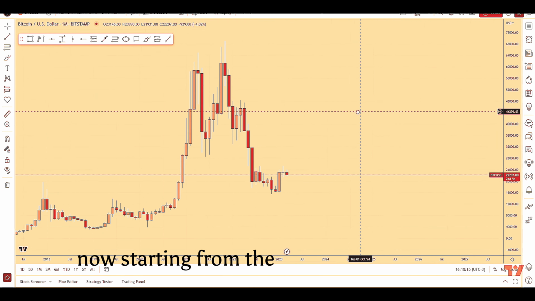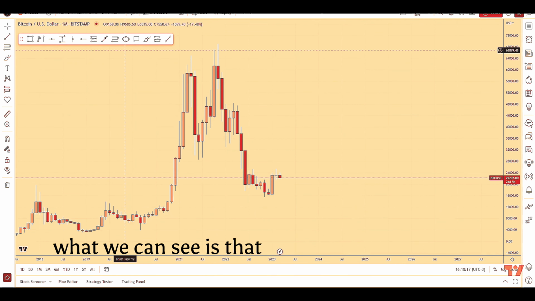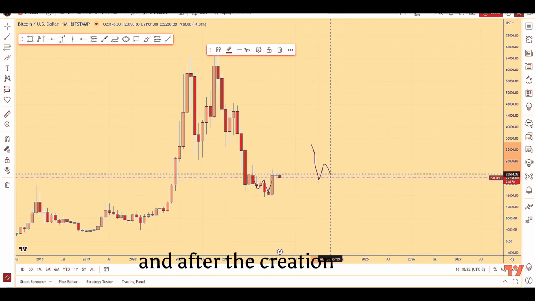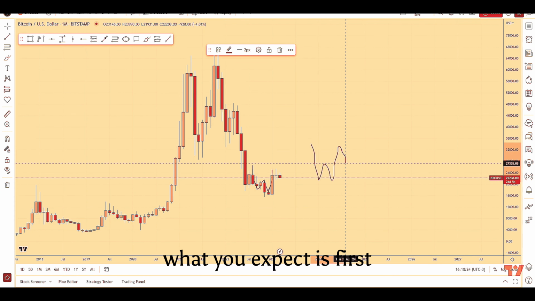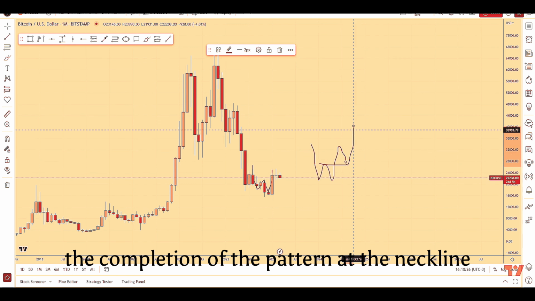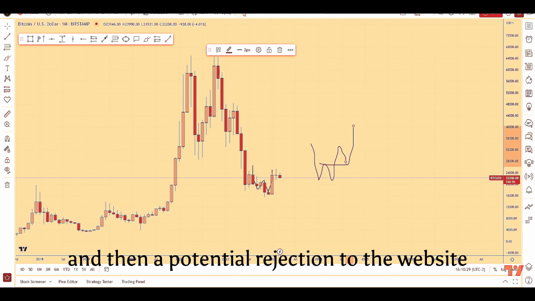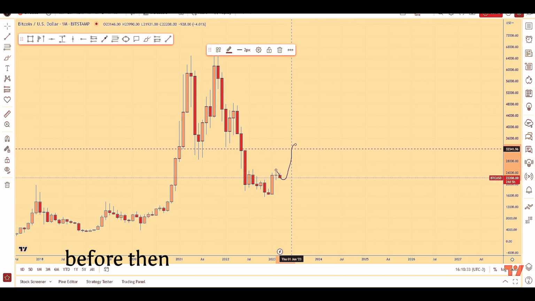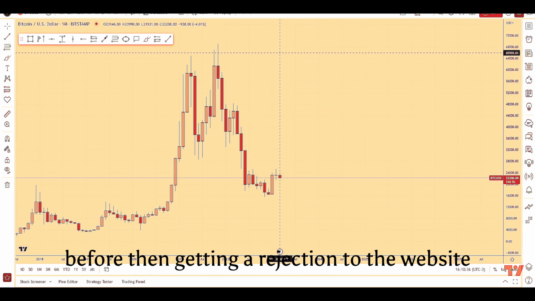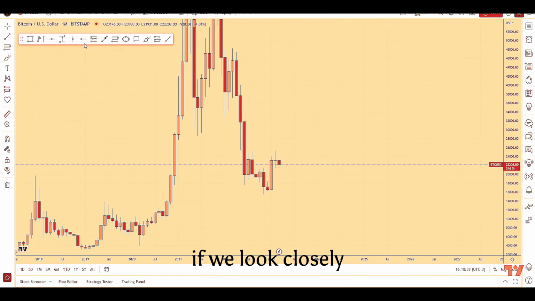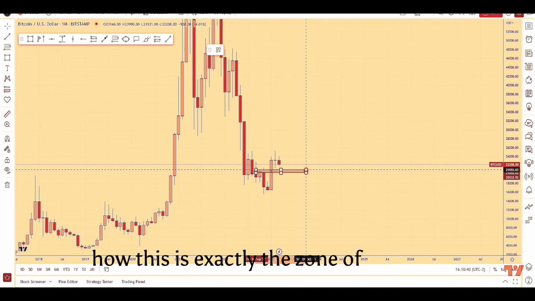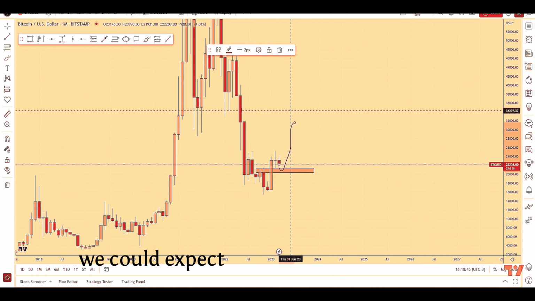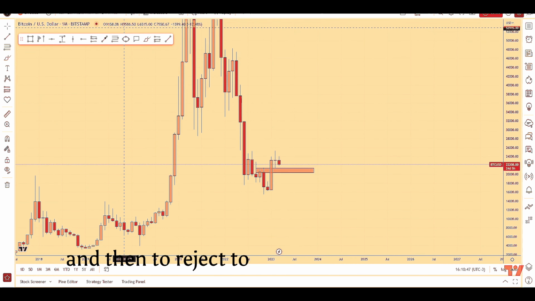Now, starting from the monthly time frame, what we can see is that at the moment we have a market which has created this W formation, and after the creation of a W, what you expect is first the completion of the pattern at the neckline, and then a potential rejection to the upside. So here on the monthly, we could expect a little bit more bearish price action before then getting a rejection to the upside. We can also notice, if we look closely, how this is exactly the zone of previous monthly resistance, which is now turned support, which at this point we could expect the market to go and test and then to reject to the upside.